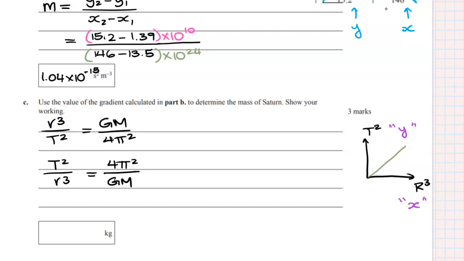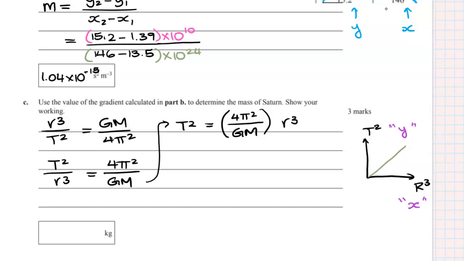Okay, so now I want to multiply both sides by r cubed. So t squared is going to equal, I'm going to put a big old bracket around this. We don't mathematically need it, but it's going to help in our discussion later. 4 pi squared on gm times r cubed. Now, why did we bother to do this? Why did we bother to rearrange this like this?